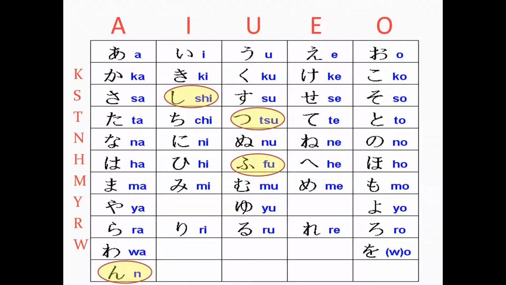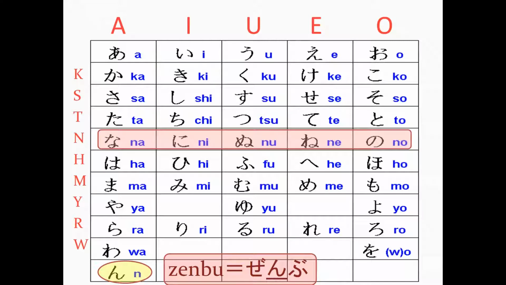And finally we have n. This one is very similar to the letter N, but we pronounce it kind of in the back of the throat. You will use this symbol here if the next following letter is a consonant or it is the end of a word. So for example, we have zenbu. You notice when we spell zenbu, we have Z-E-N-B-U. There is no vowel between N and B, so therefore we can't use any of these right here, na, ni, nu, ne, no, because they all have vowels after them. So our only choice is to use the n.